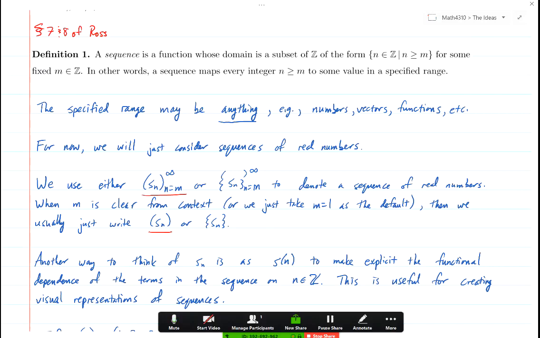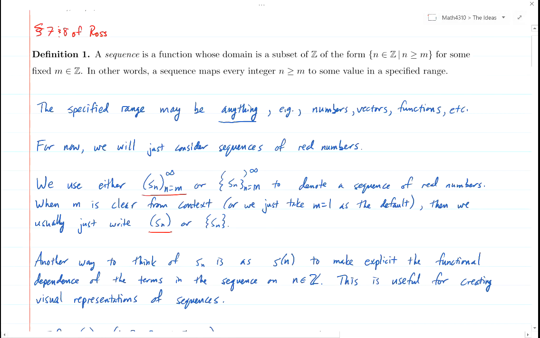Newer texts on analysis often use parentheses. There's been some sort of shift in the community over time. I prefer to use parentheses. Ross uses parentheses, so that's why I underlined it here. That's going to be the notation I typically use.